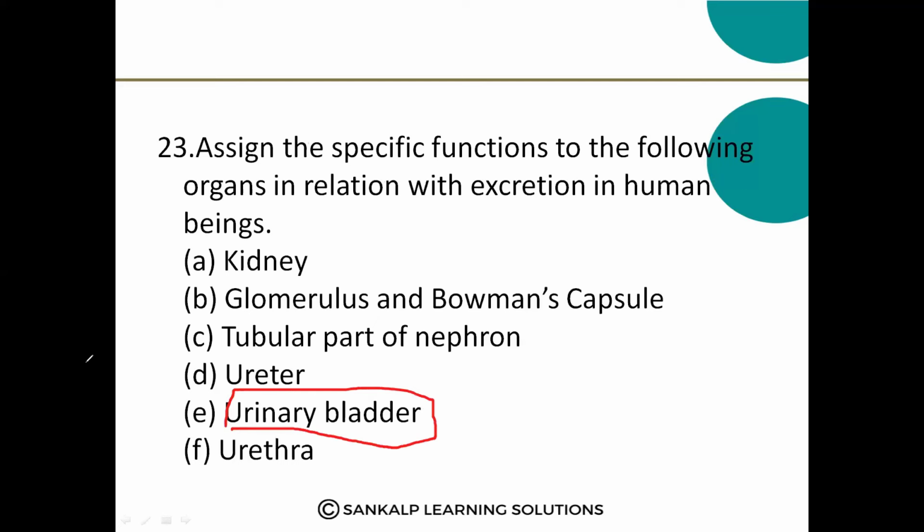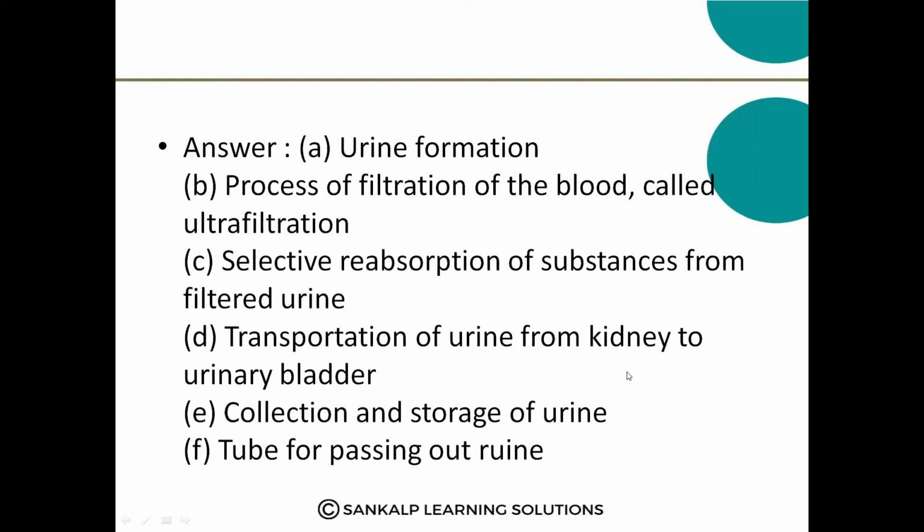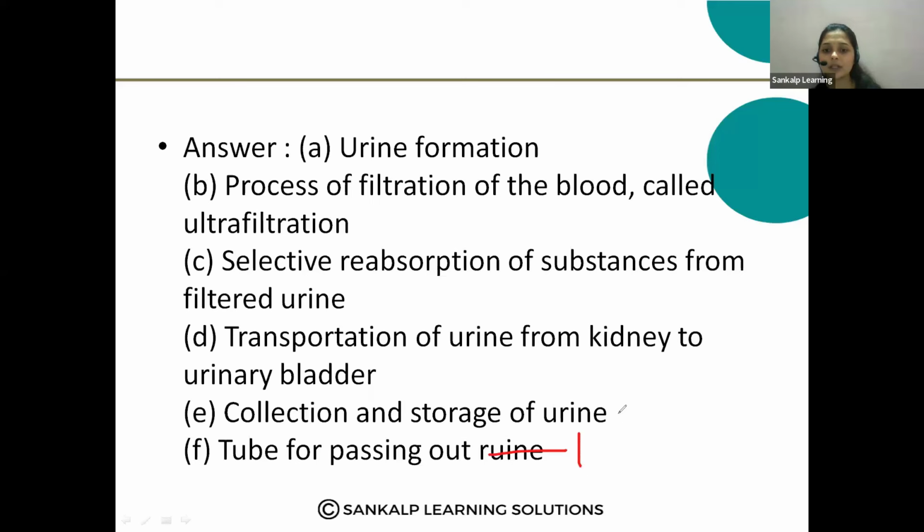The urinary bladder stores the urine. Yes. Urethra, what is urethra? That is the tube for passing out the urine. Okay, passing out the urine. So that helps for the passing of the urine. So these are the different parts of the excretory system with their functions.